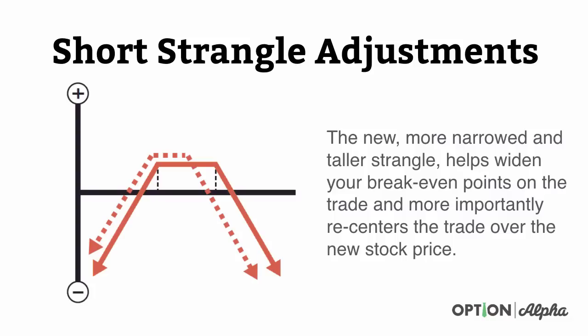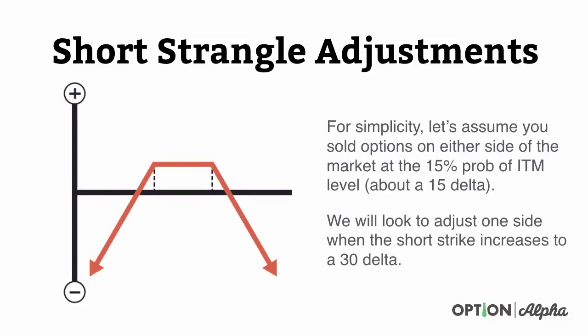Now, the new, more narrowed and taller Strangle is going to help widen your break-even points like we talked about, and more importantly, it recenters the trade over the new stock price. So if we go back to the old chart here of the Strangle, you would ideally enter a Strangle when the stock is trading right in the middle of the range, right? So an even distance between your puts and an even distance between your calls.